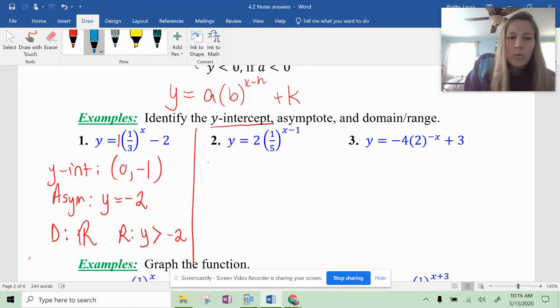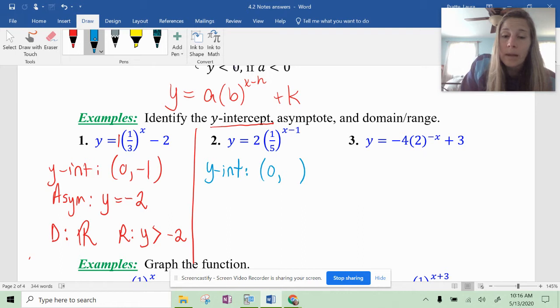Okay, so the y-intercept for number 2, we're plugging in the 0 for x and seeing what we get for y. So when I put a 0 in here for x, I have a -1. That would make sure I'd have to change my 1/5 to 5 to the first power, which is just 5, and 5 times 2 would be 10. So my y-intercept would be (0, 10). And you can also get this on your graphing calculator if you're not sure or you want to check. It's not necessary, but you can.